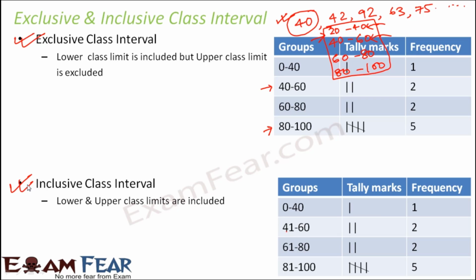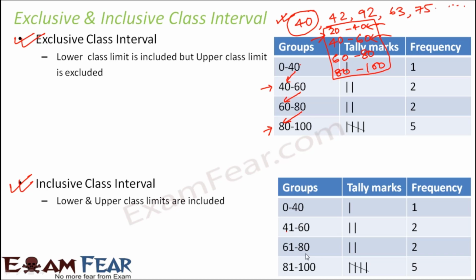In exclusive class intervals, the upper limit of the first group is the lower limit of the second group, the upper limit of the second group is the lower limit of the third group, the upper limit of the third group is the lower limit of the fourth group. Whenever you observe this pattern, it is an exclusive class interval where the upper class limit is excluded in each group. But where you observe that every lower limit and upper limit is unique, not similar to any other group, that would mean it is an inclusive class interval.